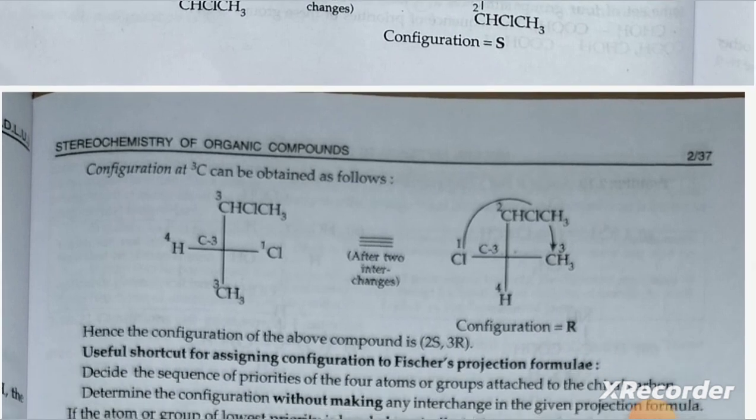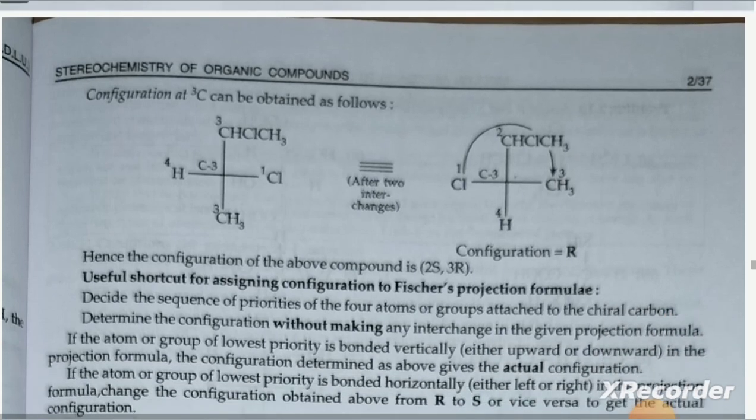Configuration at C3 can be obtained as follows. Hence, the configuration of the above compound is 2S and 3R. Useful shortcut for assigning configuration to a Fischer projection formula.